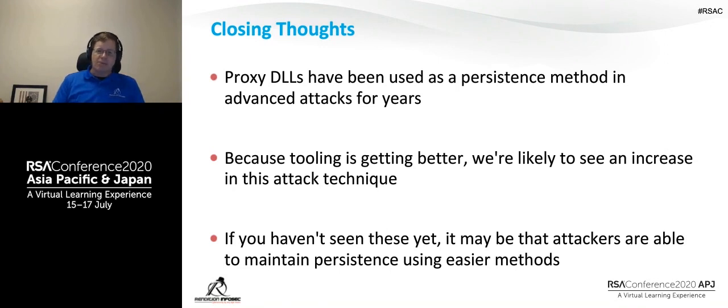I'll say that because tooling is getting better, we're likely to see an increase in this technique. I talked about how easy it is to see autoruns, and EDR is changing the game on that, right? Your EDR can probably show you very quickly the outliers, something that took manual analysis a while back, right? And so I expect attackers to continue to use this more. We're seeing it, I would say, not with great frequency in our incident response, but not with no frequency either. And then I'll finally mention here that if you haven't seen these yet, I don't want to tell you it's because you're blind to it, but it's probably because the attackers are able to maintain persistence using easier methods.